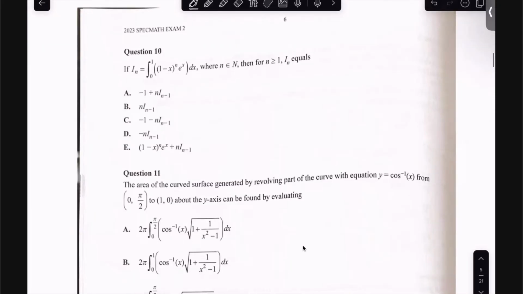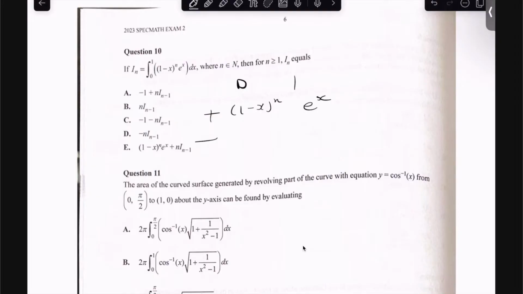Question 10. I of n is equal to that integral, where n is a natural number. Then for n greater than or equal to 1, I of n is equal to that. So first, this is integration by parts. So you're trying to find a reduction formula. So if you just do D and I, plus minus, you want to differentiate the 1 minus x to the power of n, assuming that that will end up with a power of 0 sometime.